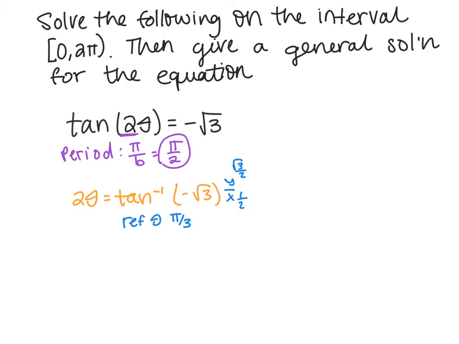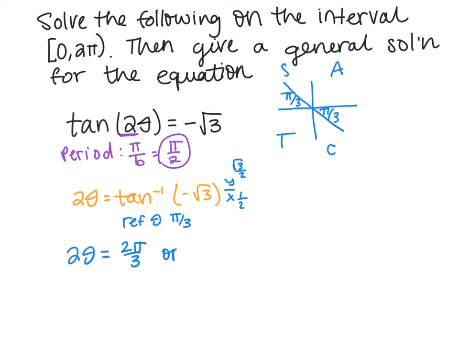So now we want to think about our unit circle here. With a negative tangent, that means we're going to have an angle, all students take calculus, in the second quadrant. In the fourth quadrant, our reference angle is pi over 3. So from here we know 2 theta, in the second quadrant, equals 2 pi over 3, or we have 2 theta equals 5 pi over 3.